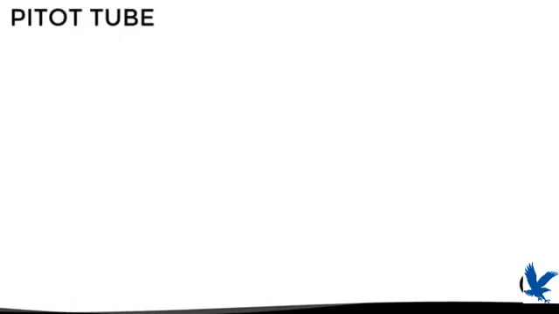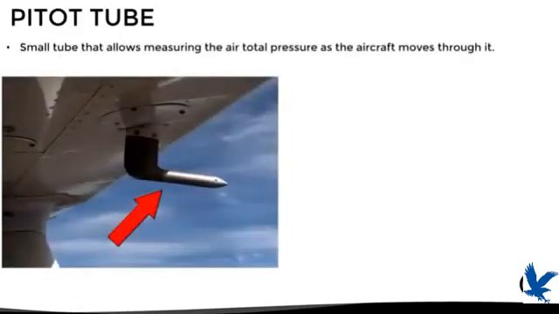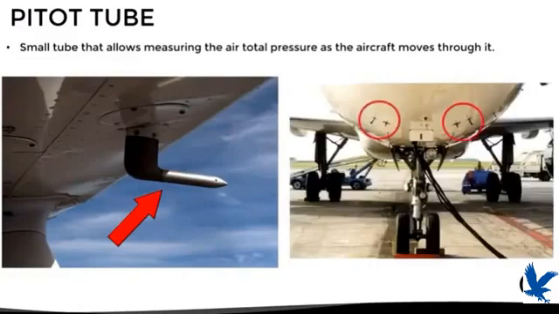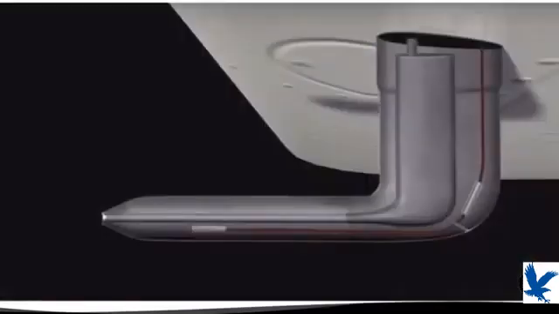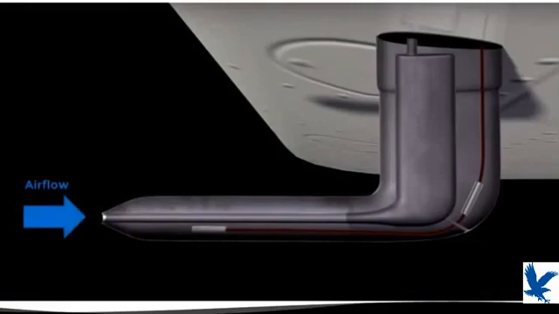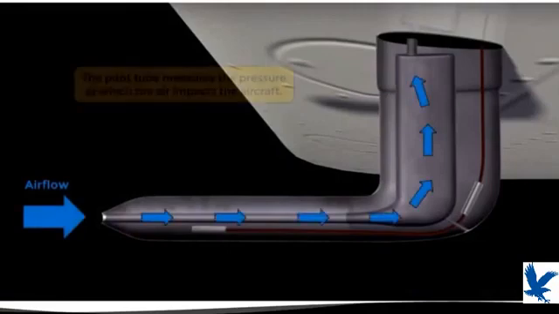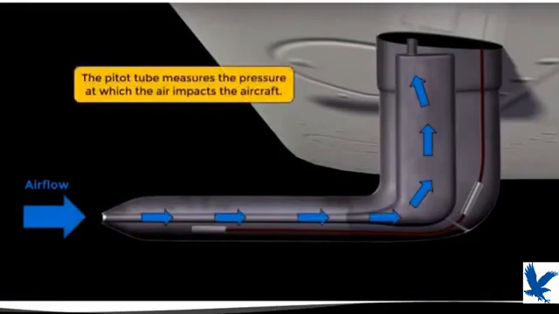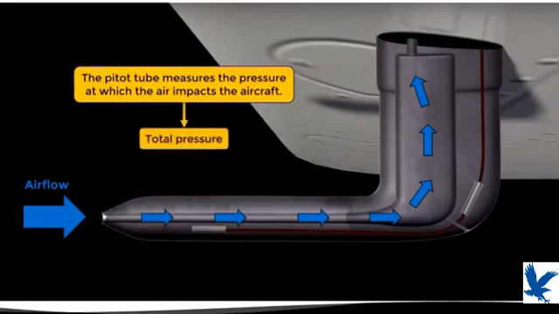This is a small tube that allows us to measure the total pressure of the air as the plane moves through it. We can find it typically under the wings on small aircraft or in the front of the fuselage on larger aircraft. The idea of the pitot tube is to measure precisely the pressure with which the air impacts the aircraft. And as we had already said with the example of the hand, the impact pressure will combine the static pressure and the dynamic pressure, meaning that the pitot tube measures the total pressure.